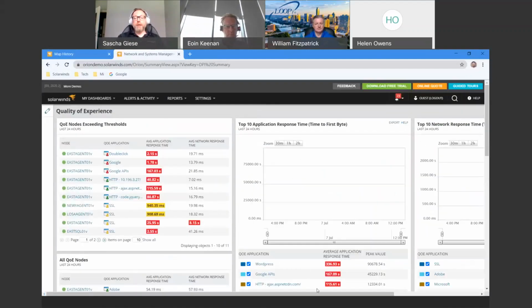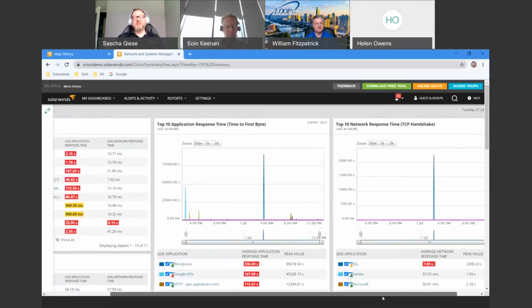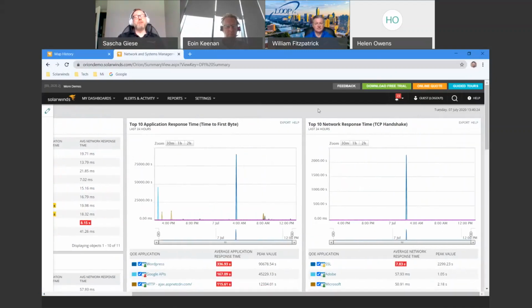The way we use deep packet inspection is pretty simple. We just want to show you two values. At the right-hand side, we see the network response time. That is just a TCP handshake. It's simple. It tells me how long did it take for a certain connection to be established. Next to this is another chart showing the application response time. This is a little bit more complicated.